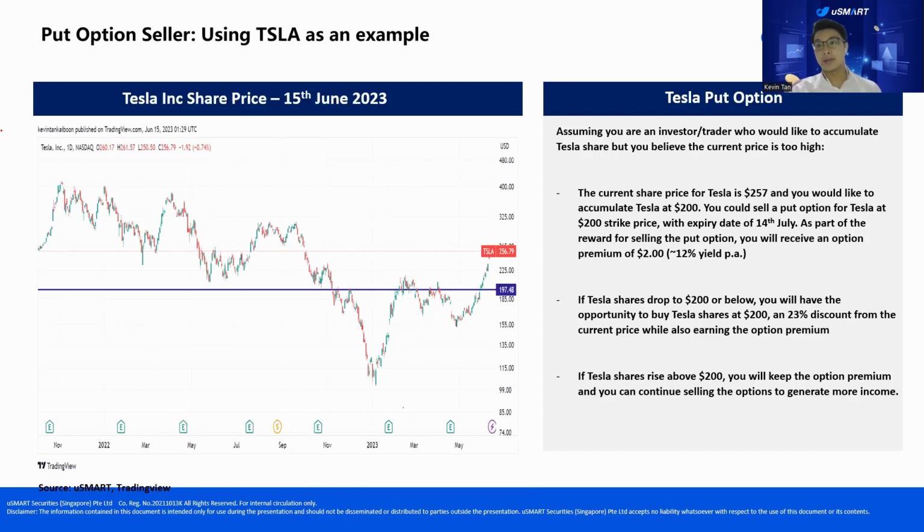The second way it benefits you is that, even if Tesla share never fell to $200 in the next few periods, you are actually earning option income during this period. And having said that, obviously, if Tesla share rises above $200 and keeps rising, you will get to keep the option premium, and you can continue to use your base capital to continue selling options to generate more income for yourself.